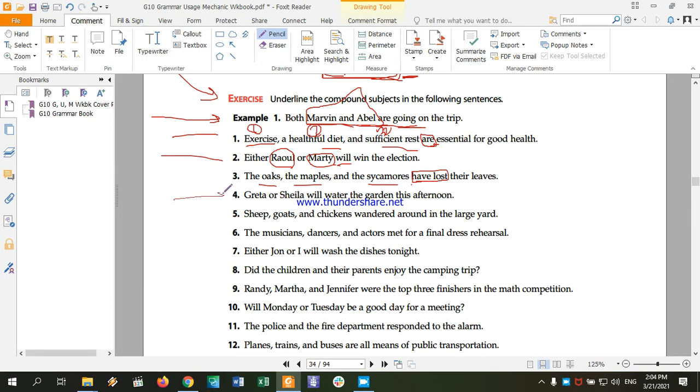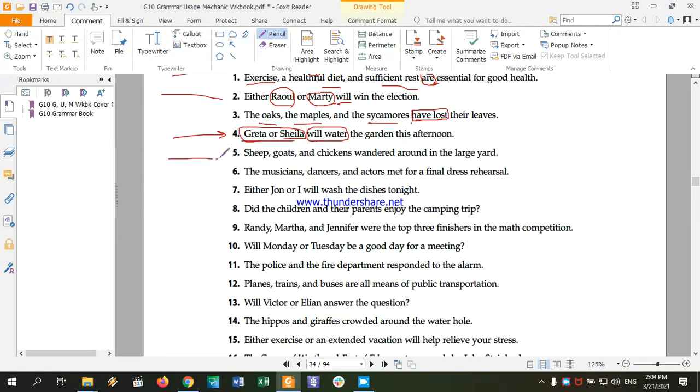Number 4, Greta or Sheila will water the garden this afternoon. Greta, this is the compound subject, or Sheila, and will water, this is the main verb. Number 5, sheep, goats, and chickens wandered around in the large yard. Sheep, goats, and chickens, this is the compound subject. Wandered is the verb.